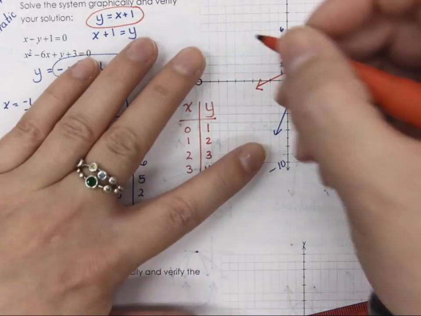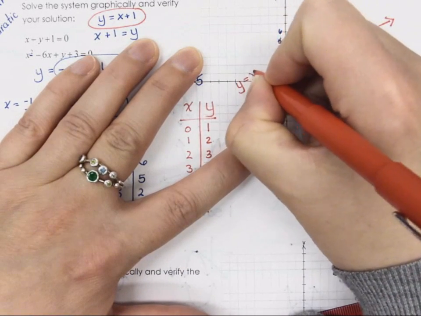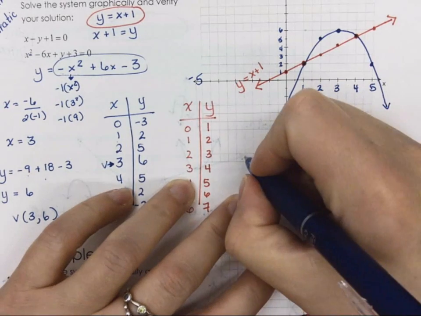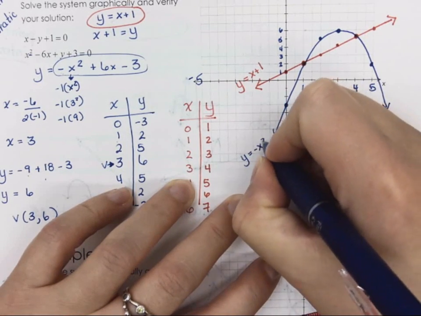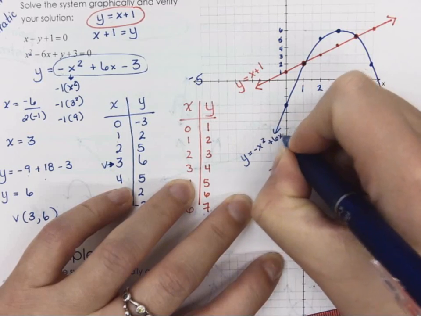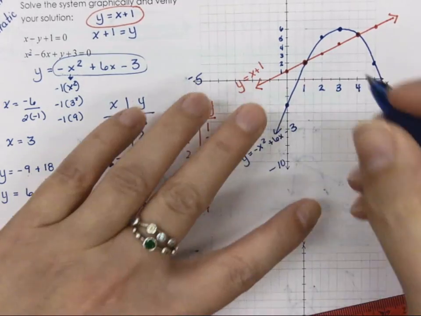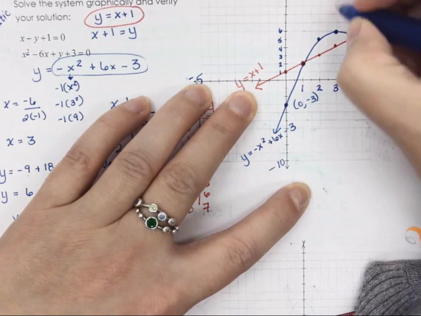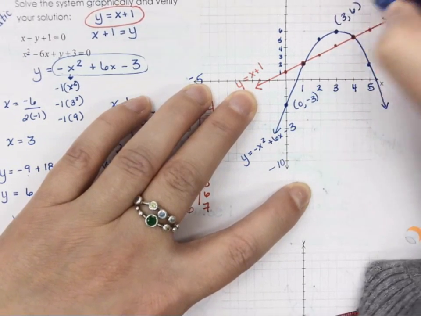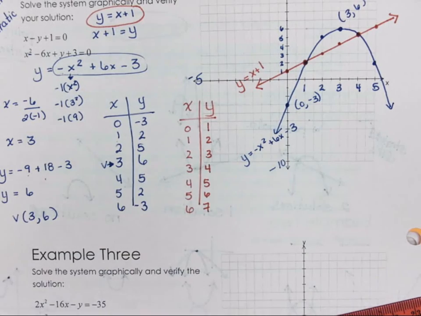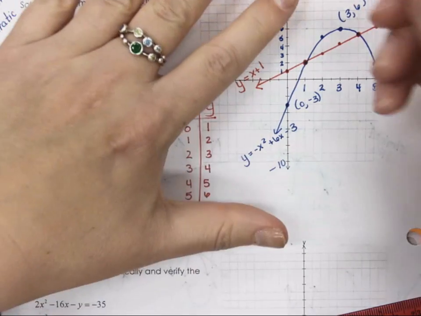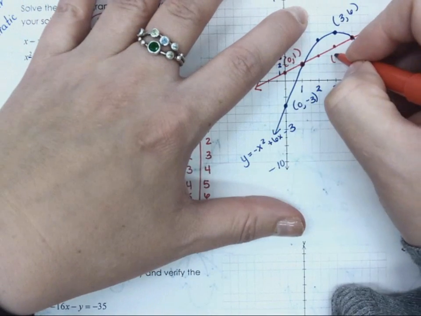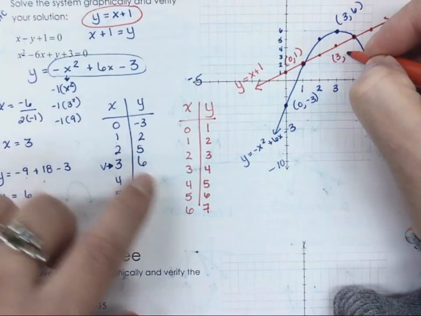So before I state my solutions, this one is y equals x plus 1. This one is y equals negative x squared plus 6x minus 3. I'll label this point, which is 0 and negative 3, and I'll label this point, which is 3 and 6. Okay, there's my two blue. Now I'm going to do my red. So I'm going to label 0 and 1. I'm going to label 3, 3 and 4.